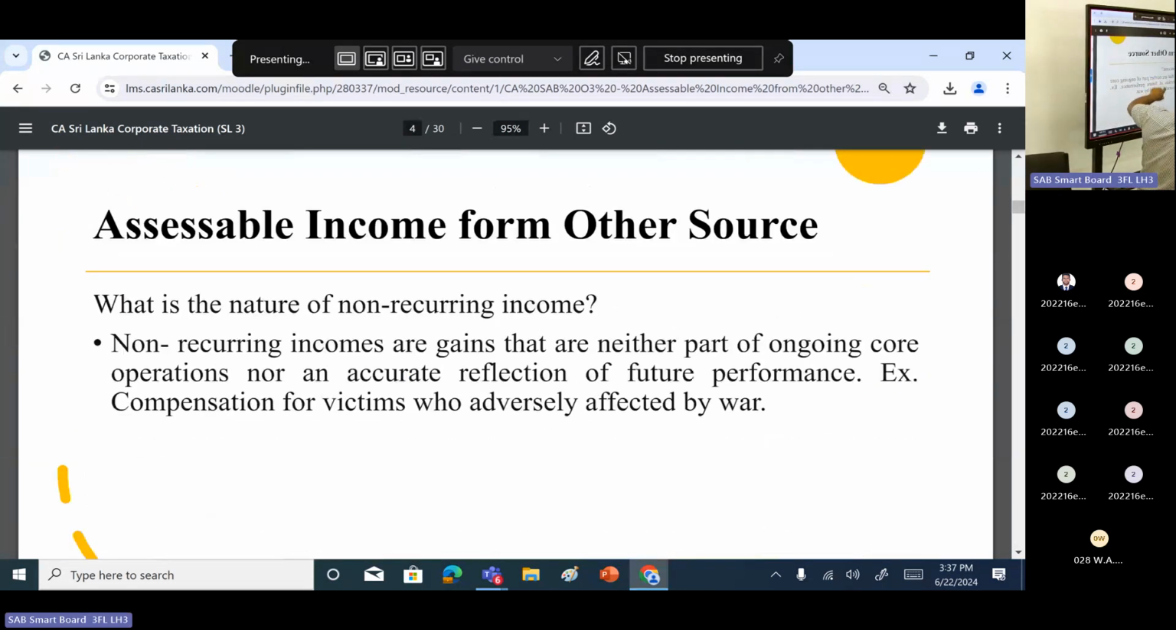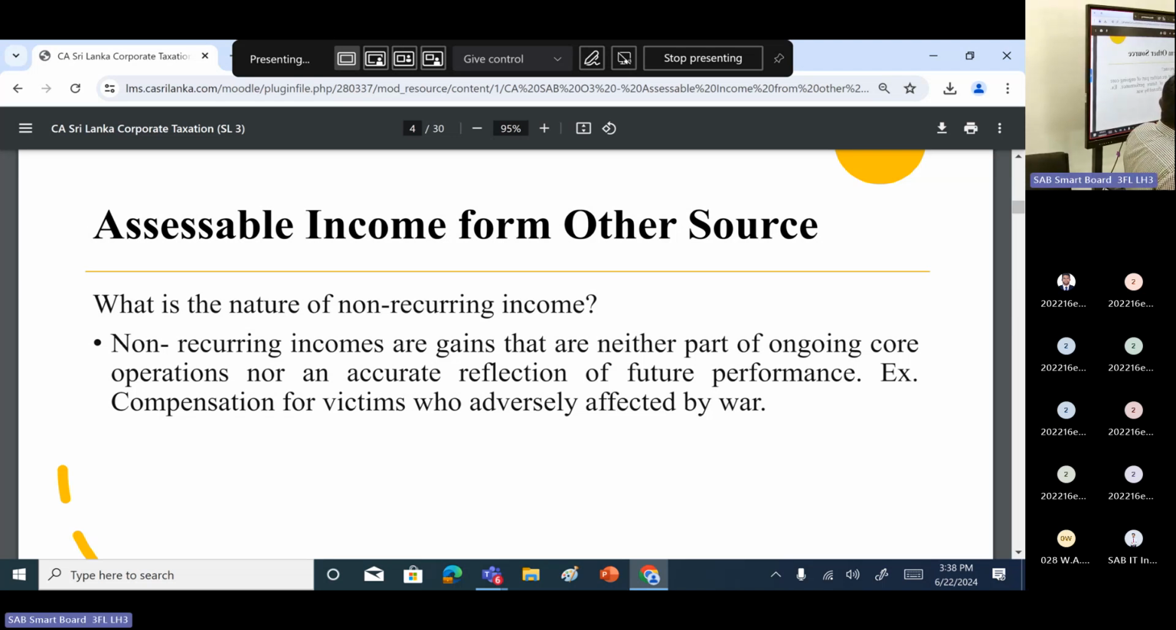So then what is non-recurring? You know that, right? When we discuss what business income is, one feature or badge of trade is the possibility of recurrence, repetitiveness, right? If it is of a repetitive nature and there is a business motive, it comes more under business income. He also describes non-recurring income as gains that are not part of ongoing operations.